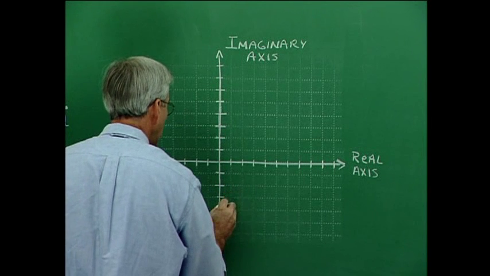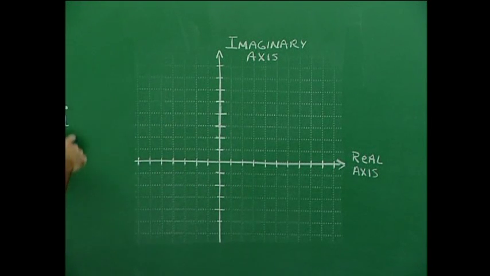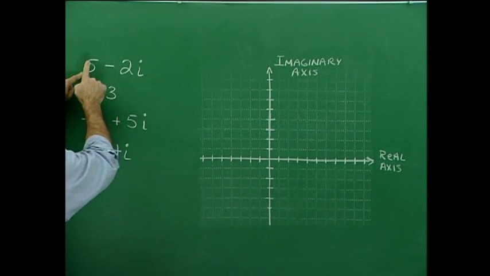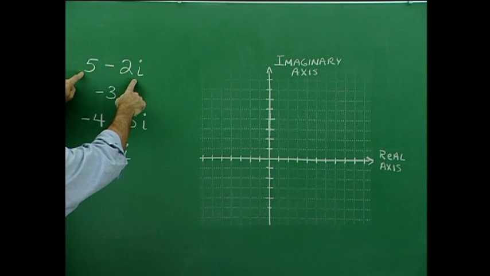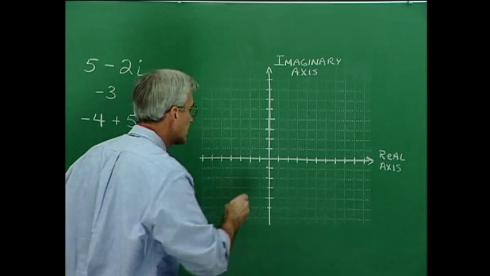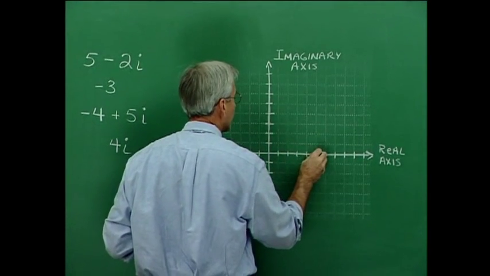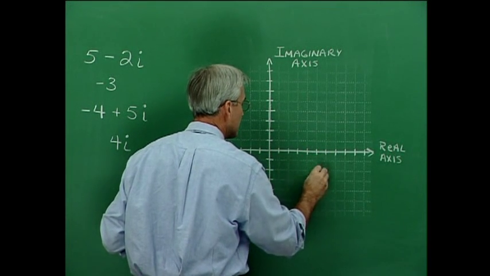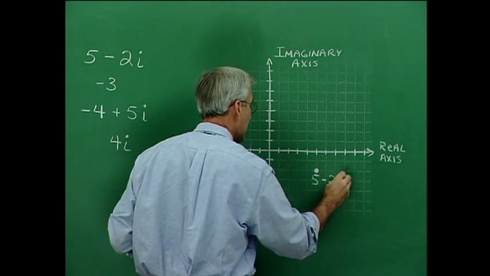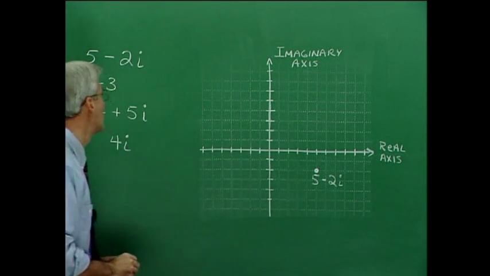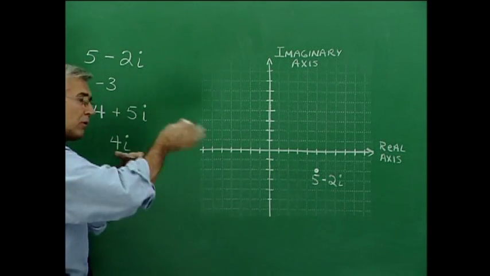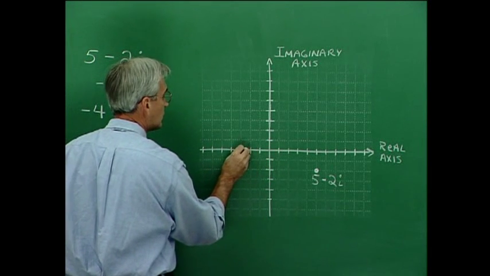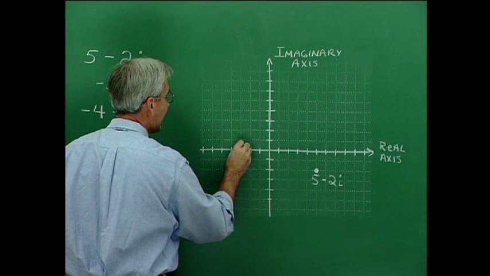Well, let's see. Suppose we have these numbers, and we want to construct their graphs. We want to plot them. Well, 5 minus 2i means 5 is the real part, negative 2i is the imaginary part. So on the real axis, we would go a distance of 5. And on the imaginary axis, we would go a distance of negative 2. So this is the point 5 minus 2i in the complex plane. The negative 3 means the real part is negative 3 and the imaginary part is 0. So we just go over to negative 1, 2, 3, and here is that point.